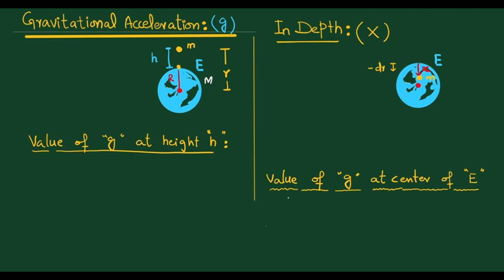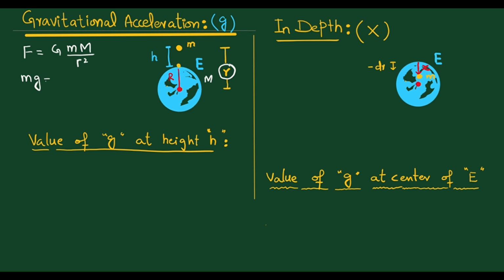Let's start. Here we have an object of mass m at the distance r from the center of earth, and we know that according to Newton's gravitational law, there will be an attractive force between the earth and the mass m, which is F equals capital G, small m the mass of the object, and capital M the mass of earth, divided by the distance between these two objects, which is r squared. This is Newton's gravitational law.